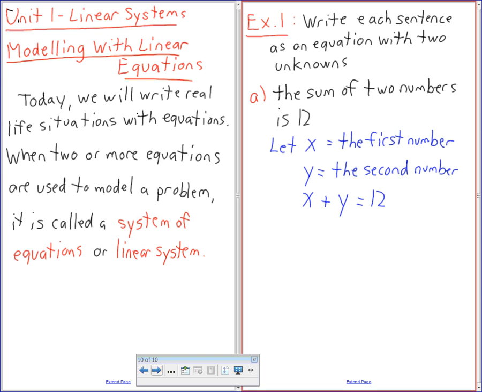Now the problem is I can't actually know what the two numbers are. The two numbers could actually be anything. It could be 1 and 11. It could be 2 and 10.